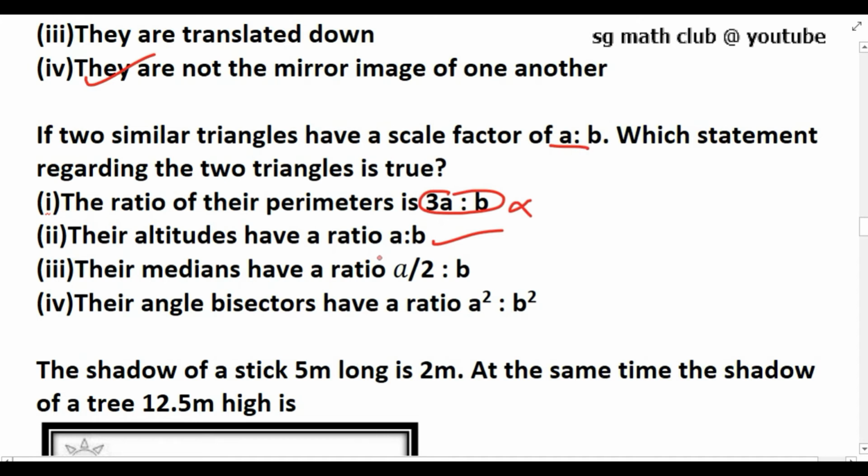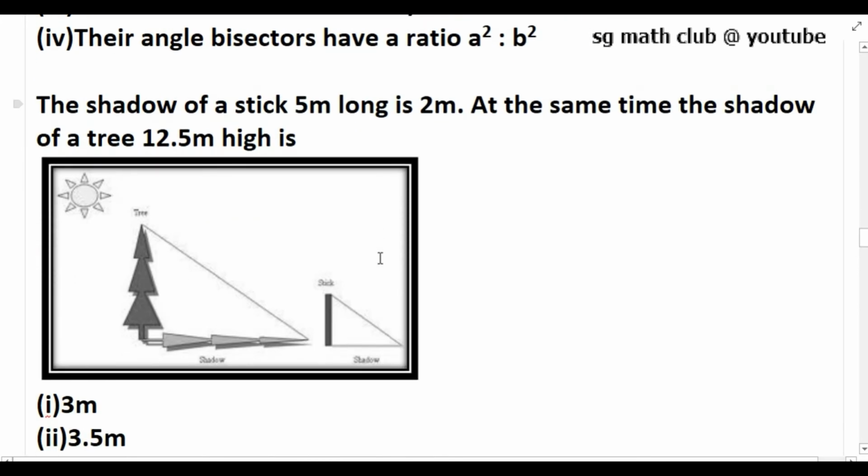That statement is correct. Again, the next question: the shadow of a stick 5 meter long is 2 meter. At the same time, the shadow of a tree 12.5 meter high is how much? We need to find the shadow. So we can write 5/2. We don't know the shadow of the tree, so we can take that as x.